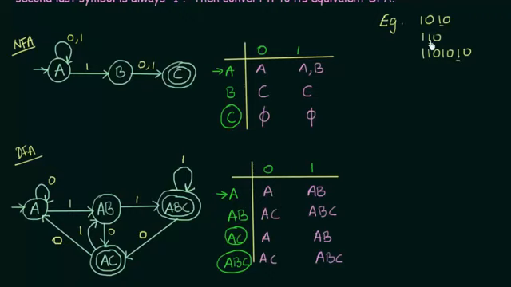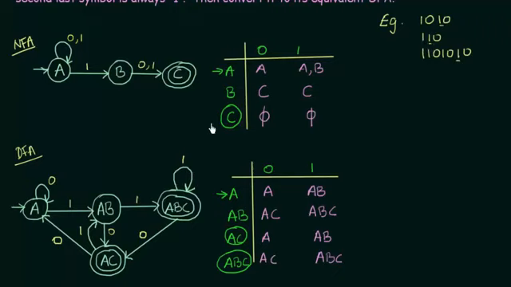Now let us check if these strings will be accepted by this DFA. We know that it should be the strings that end with 1 as the second last symbol. So here, 1 0 1 0. It comes to AC. That means AC is a final state, so it is accepted. Now let's check for this one.